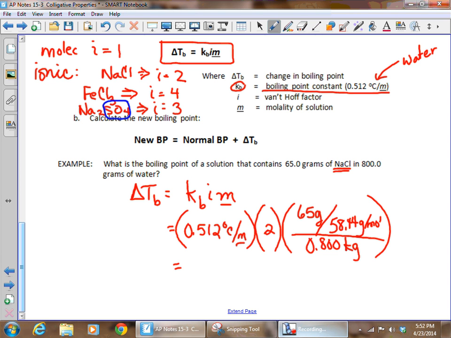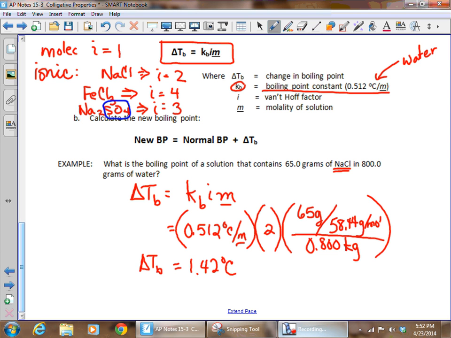We get a change in the boiling point of 1.42 degrees Celsius. Please don't stop there. People do that all the time. There's a boiling point change, but that is not the new boiling point of water. Think about it. That's almost the freezing point.